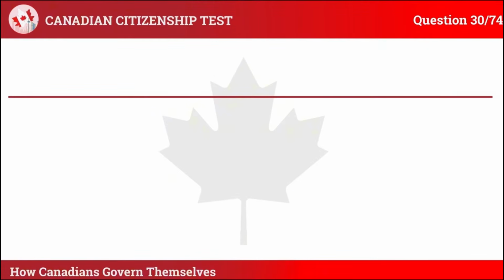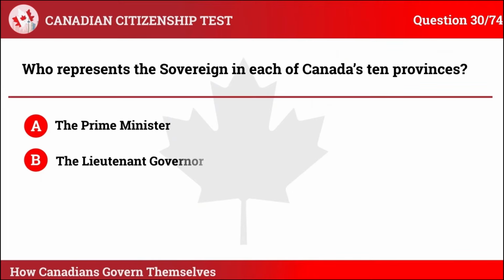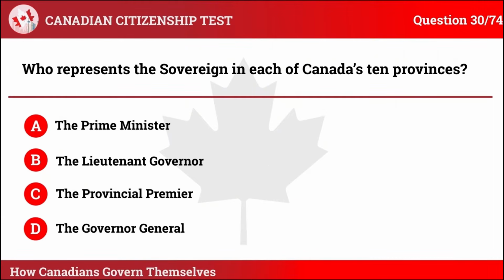Question 30. Who represents the sovereign in each of Canada's 10 provinces? A. The Prime Minister. B. The Lieutenant Governor. C. The Provincial Premier. D. The Governor-General.